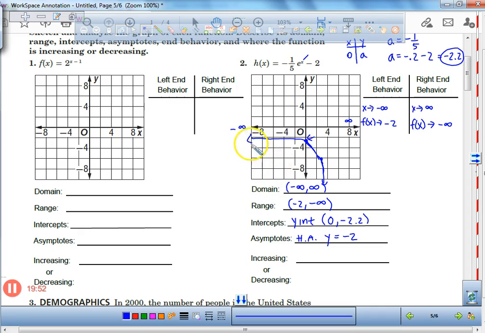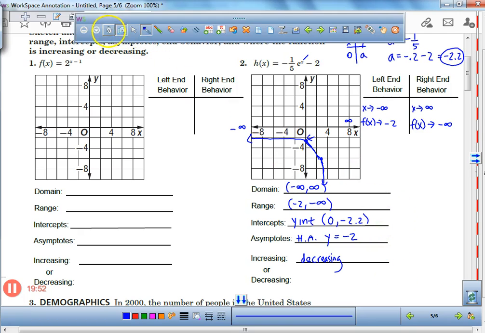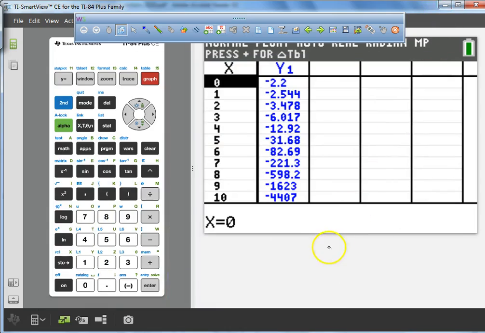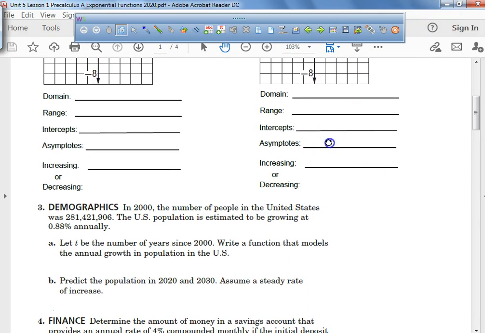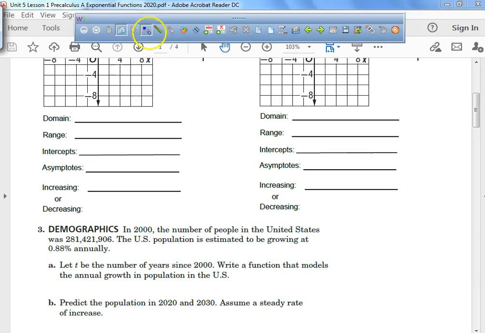Now, I will also ask you, is this graph increasing or decreasing? It's decreasing from left to right. Do you see how it's going down from left to right? It is totally decreasing. That's how we interpret it from left to right. Okay? Now, we are done with the two graphs. What we need to do now is look at the word problems, and we are going to start using our calculators to help us solve them. Okay? So we're going to start with number 3.